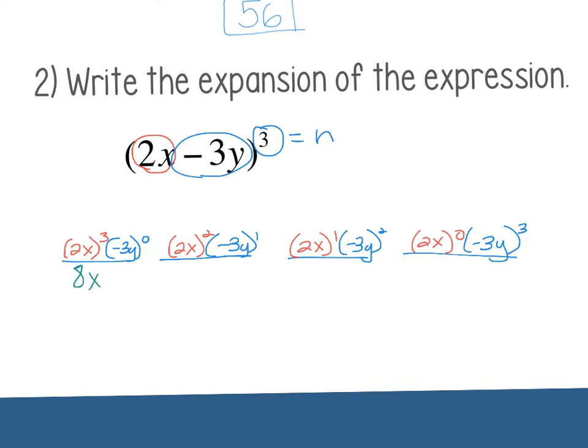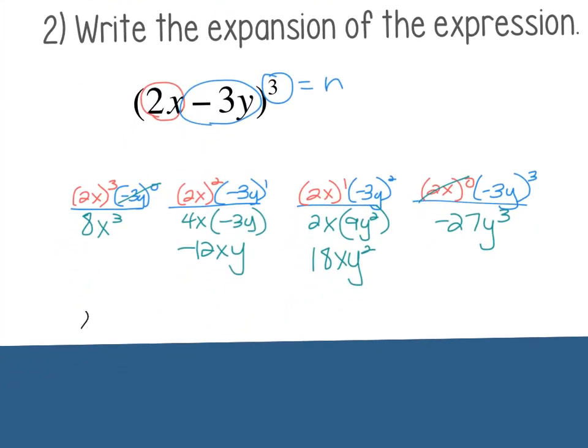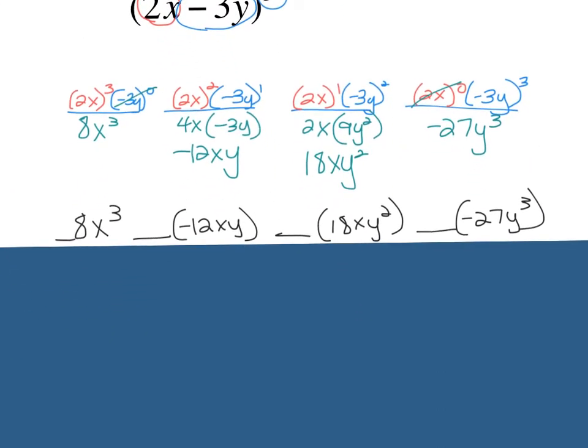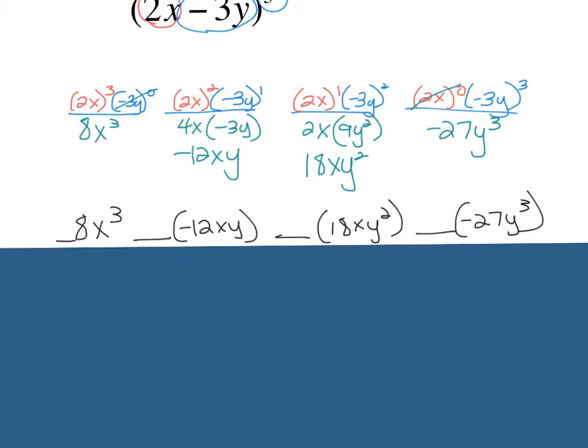So this is 8x to the third. This cancels out. This is 4x times negative 3y, which is negative 12xy. This is 2x times 9y squared, or 18xy squared. This cancels out. This is negative 27y to the third. So far I am there. 8x to the third is going to get multiplied by something. The negative 12xy is going to multiply by something. The 18xy squared is going to get multiplied by something. And the negative 27y to the third is also going to get multiplied by its coefficient. Yep. Isn't it negative 12x squared? X squared. Yes, thank you. This should be squared.